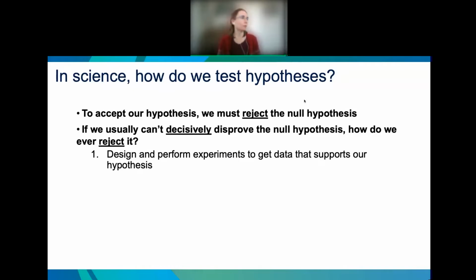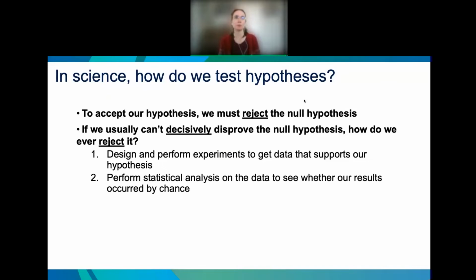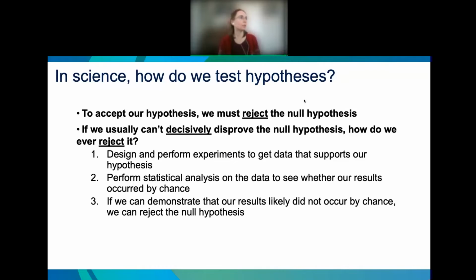So we have a few steps here. Design and perform experiments to get data that supports our hypothesis, and then perform statistical analysis on the data we've collected to see whether our results occurred by chance. If we can demonstrate that our results likely did not occur by chance, we can then reject the null hypothesis. So the null hypothesis would be our results were coincidental or occurred by chance.